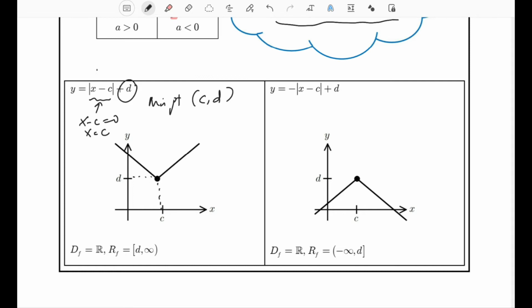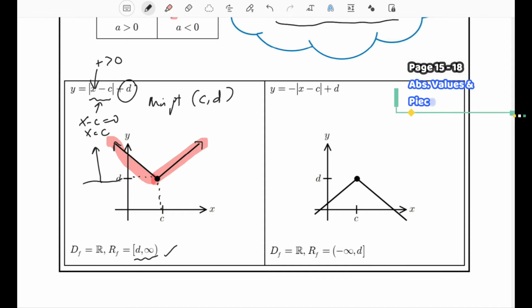Definitely, if you look at your coefficient here, this is positive, meaning greater than 0, so the graph points upwards. So the domain will be real numbers, as the graph goes on and on to the left and also to the right. And the range starts from D upwards. So that's why you get the half open interval [d, infinity).